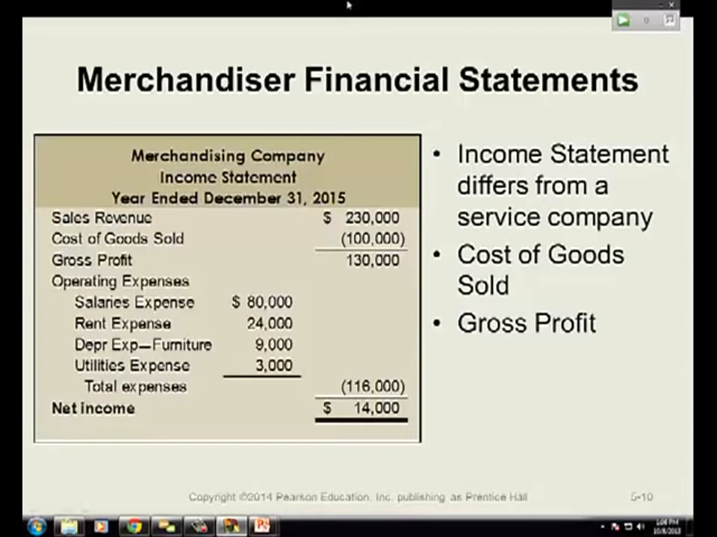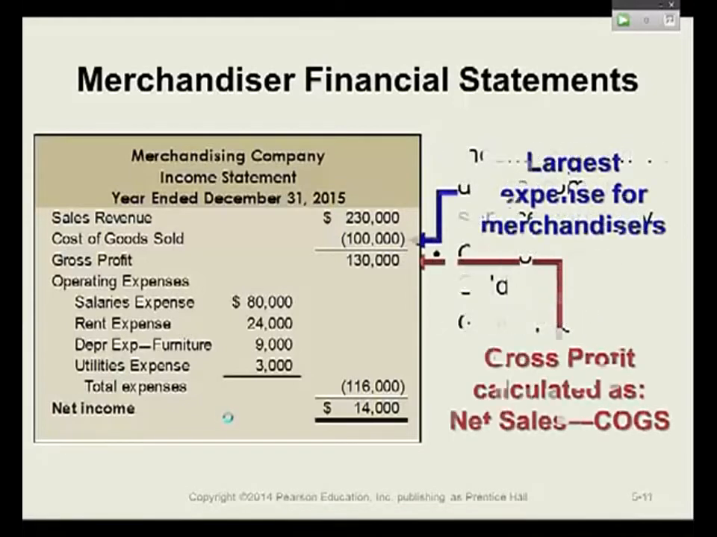So the first difference is the cost of goods sold. And, of course, we would generally expect this to be the largest expense, or one of the most significant expenses for a merchandising entity. And again, the gross profit is calculated by sales minus cost of goods sold. Now you see the term net sales. We're going to get to that today or maybe on Friday, what we mean by net sales as well.